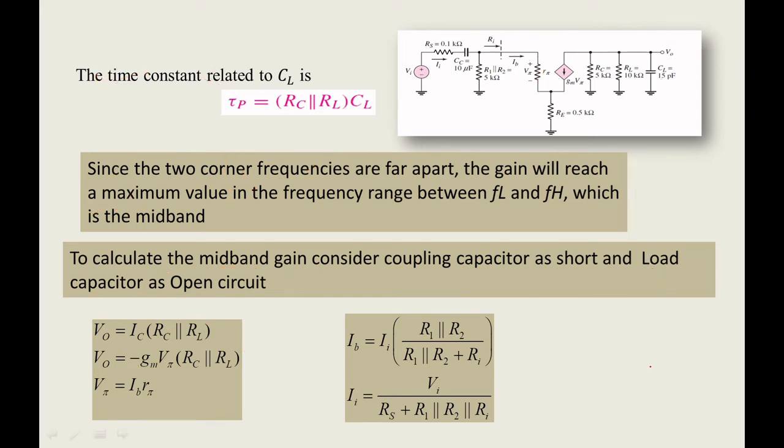So please remember, we are finding the mid-band gain. During that, the coupling capacitor acts as a short and the load capacitor acts as an open. Now I am going to find IB. In mid-band, it will be considered as a short, so it will not be included in your current equation. Okay, so IB, where II is a current source.